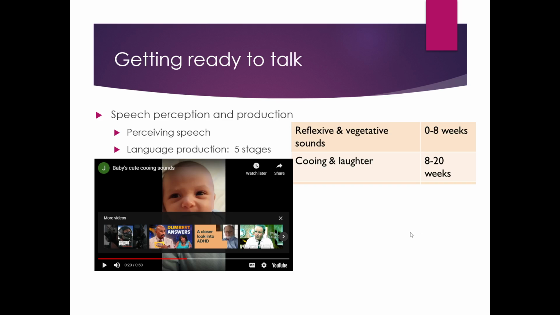The reason why it's called cooing is that you'll hear a lot of that ooh sound. So it got called cooing because that's such a common vowel sound that you'll hear in the noises that little babies make. So between 8 weeks, so that's about a 2-month-old baby, to about 20 weeks, that's about a 5-month-old baby, you'll hear a lot of these kinds of noises as they're interacting. And that's the important thing. They're interacting with someone else.